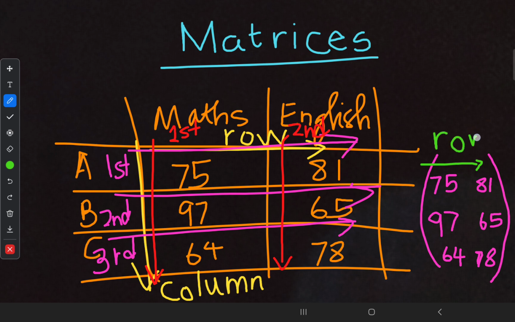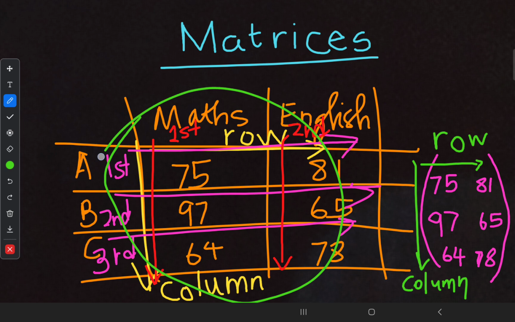As I already informed you, the horizontal one is our row and the vertical one is our column. For this given data set, we have to name it accordingly. We have to give a specific name for the given data set. First of all, we identified how many data are in the table, and we just represented that in our matrix.